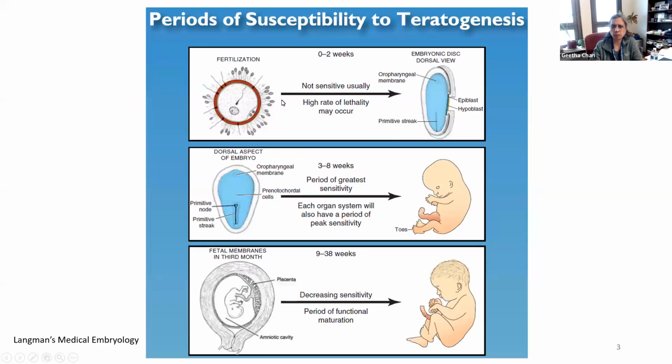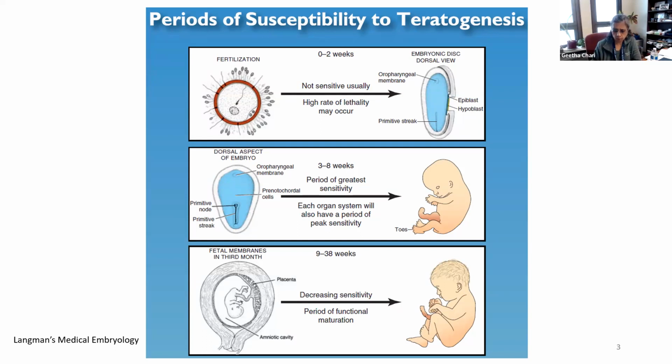This is another way we can see that in the first 2 weeks, if anything happens, it usually is very lethal, and the pregnancy does not proceed. When the pregnancy does proceed, 3 to 8 weeks is the time of the greatest sensitivity, where teratogenesis can occur because of any particular exposure in different ways, and each organ system has its peak period of sensitivity. The nervous system is one of the most important things that you have to know. Then, from 9 to 38 weeks of gestation, the overall sensitivity to teratogenicity gradually decreases while functional maturation is occurring in the baby.